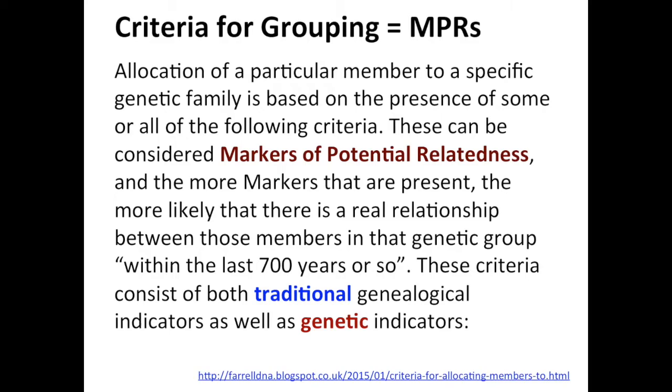And here is my criteria for grouping using these markers of potential relatedness. It's the allocation of a particular member to a specific genetic family based on the presence of some or all of the following criteria, which can be considered markers of potential relatedness. And the more markers that are present, the more likely that there is a real relationship between those members in that genetic group, say within the last 700 to 1,000 years or so, within the surname era. And these criteria consist of both traditional genealogical indicators as well as genetic indicators. And here are the markers of potential relatedness.